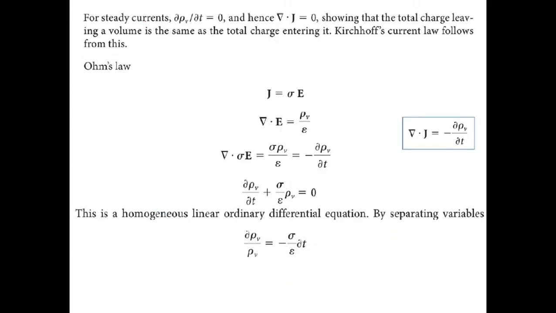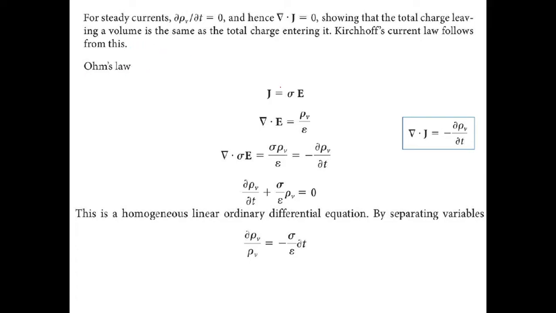Now, for steady state currents, dou rho v by dou t is equal to 0. So, change in rho v with respect to t should be 0 for steady currents, and hence divergence of J vector also will be 0, showing that the total charge leaving the volume is same as the total charge entering it. So, Kirchhoff's current law follows from this one.